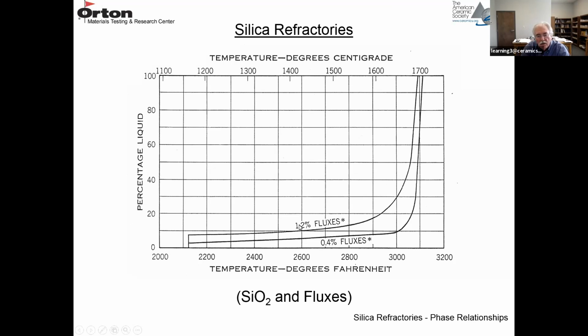The higher flux content, 1.2, you're going along fairly stable. And then somewhere in this region, maybe 1550 degrees, 1600 degrees C, you really have a rapid increase in the amount of liquid that's there. So silica refractories are creep resistant, they have good hot load up to this point, but as soon as you exceed it, you have a very rapid increase in the liquid content.